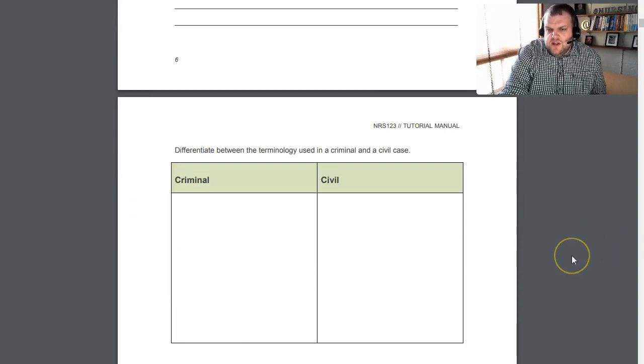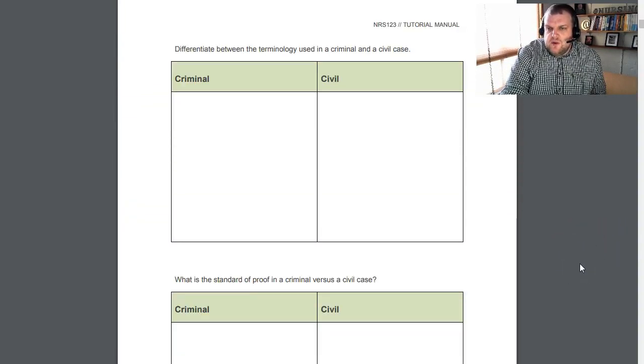So differentiate between the terminology used in a criminal and a civil case. You can talk about the difference between prosecution and the complainant and defendant, so that they're different terms used across criminal and civil. You can talk about the suit that's brought. Is the person charged, or is the person complaining about the suit? You go through that particular chapter and pull out all the different terminology. It does explain it quite well, and you should end up with a list of terminology that's only really used in criminal and a list that's used in civil.